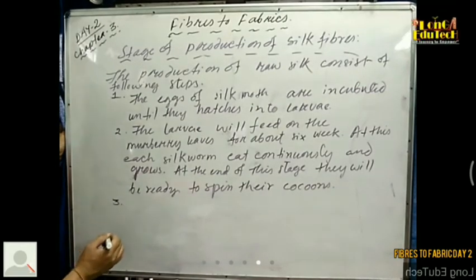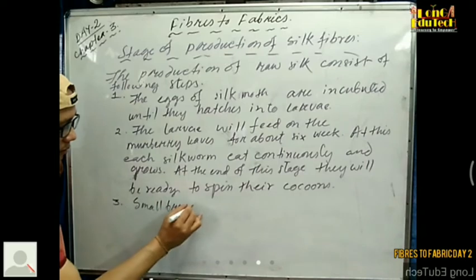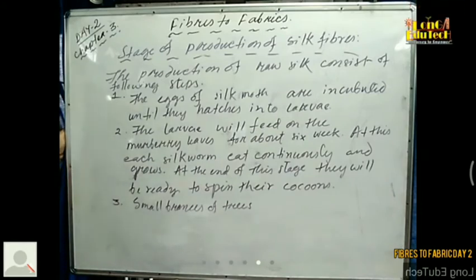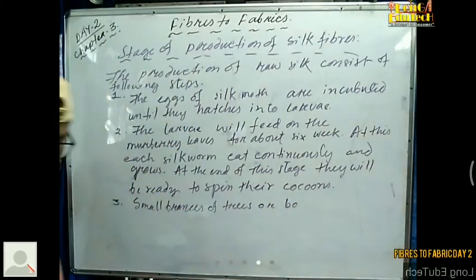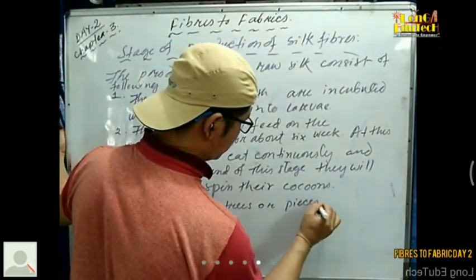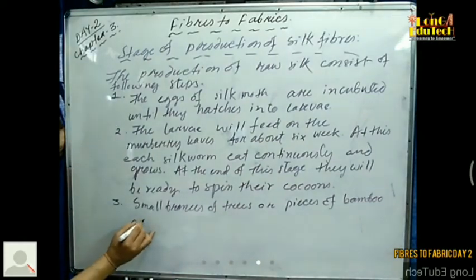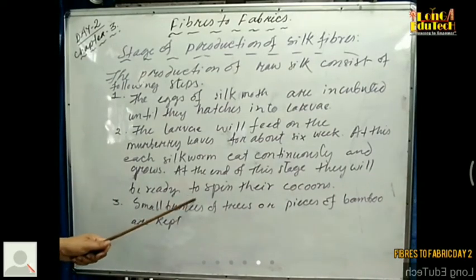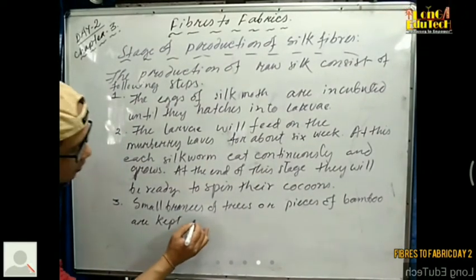So at that same time, what does he do in sericulture? Small branches of the trees, or some kinds of bamboos, are kept there in the rearing house.